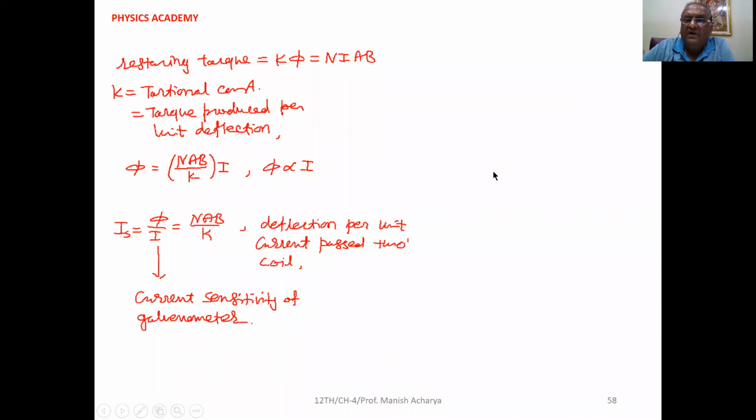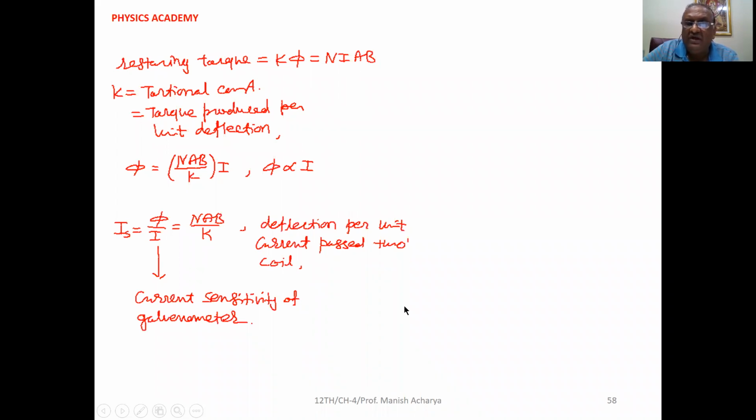Now, deflection per unit current passed through the coil is called its current sensitivity. So we can write the equation for the current sensitivity of the galvanometer. That is I S equal to phi upon I, nothing but the deflection per unit current passed through the coil, and that is NAB upon K.